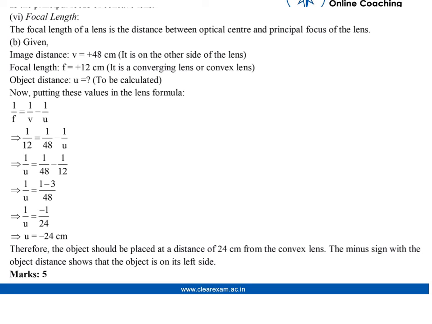Okay, but now the question is, what does this minus sign mean? What is it representing? This minus sign means that the object is placed on the left side of the lens. And we saw initially that v is plus 48. So plus here means that the image is formed on the right side, and minus means on the left side. Okay. Thank you.